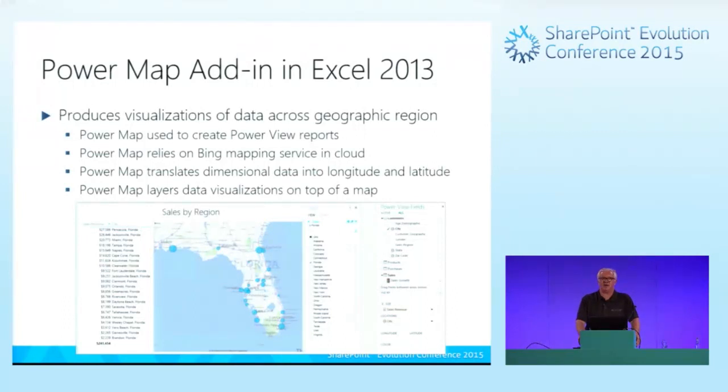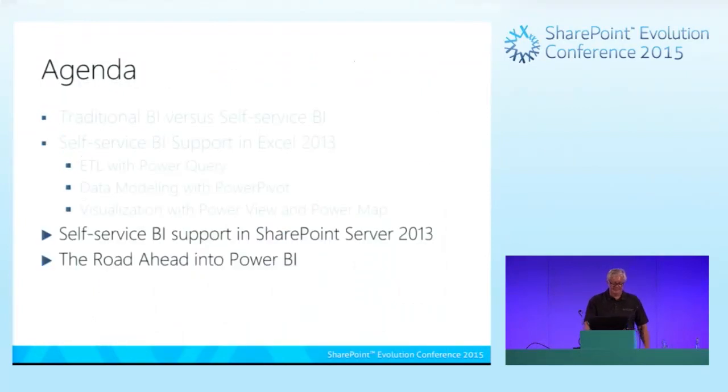PowerMap builds on top of PowerView to build visualizations, but it can take things like cities and states and countries and zip codes and longitude and latitude, send them off to the Bing translation service, and basically then overlay them on top of a map. So it's a very quick way to visualize a distribution of revenue or expense or number of consultants over a geographic region, and it's fairly easy to do using PowerMap.